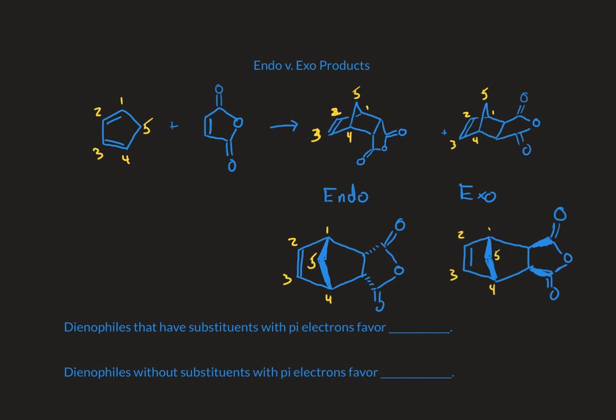If the dienophile has substituents with pi electrons, it tends to favor the endo product. So in this example, this is the dienophile. This has pi electrons. I expect the endo product to be the major product because it has pi electrons. If the dienophile does not have pi electrons, the exo product tends to be favored.